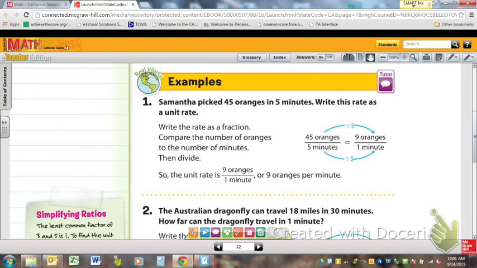For example, Samantha picked 45 oranges in 5 minutes. Write this as a unit rate. So the first thing you have to do is write it as a ratio: 45 oranges in 5 minutes. From there, you just reduce it. 45 divided by 5 is 9, and 5 divided by 5 is 1. So we get 9 oranges in 1 minute.